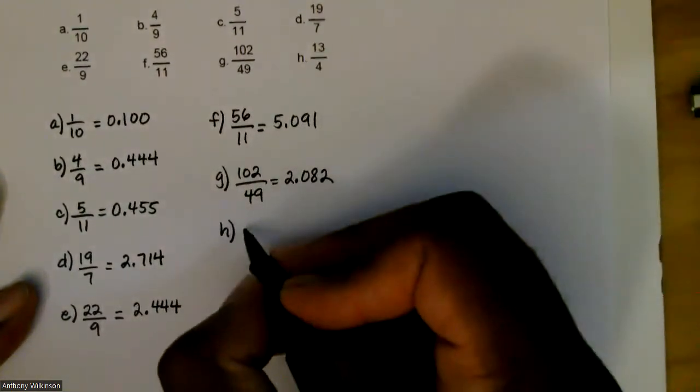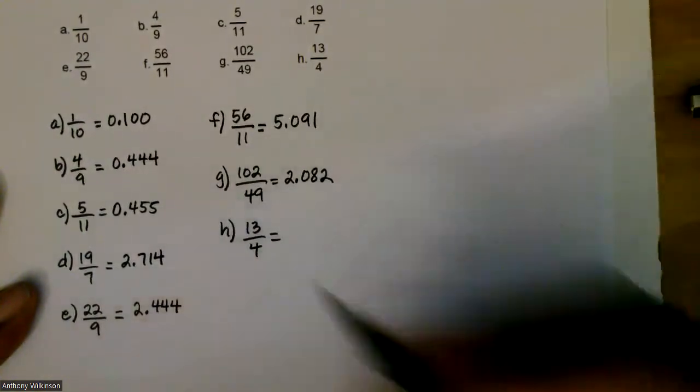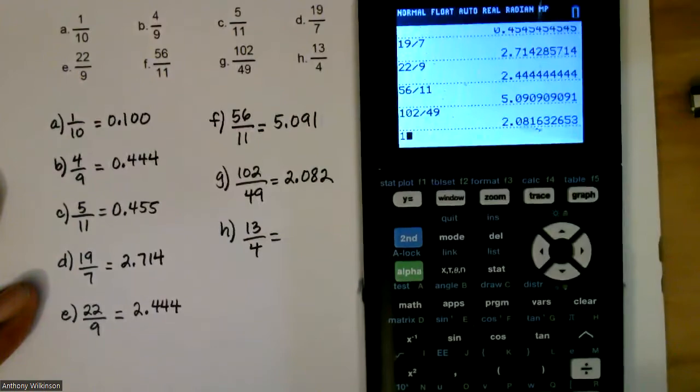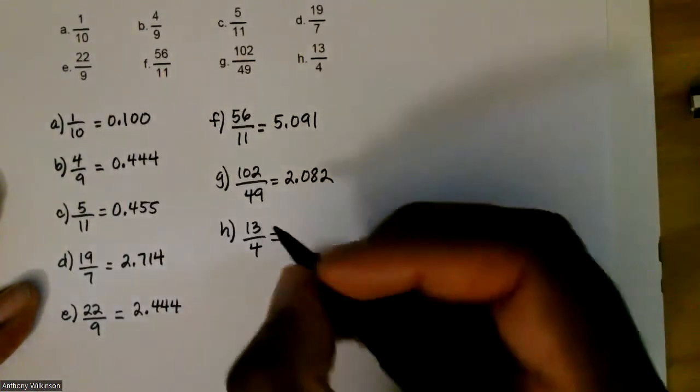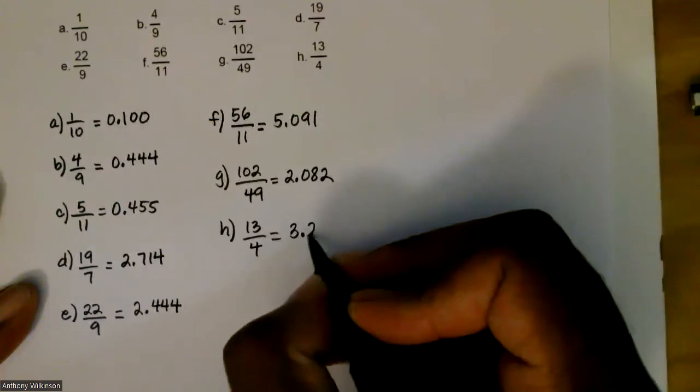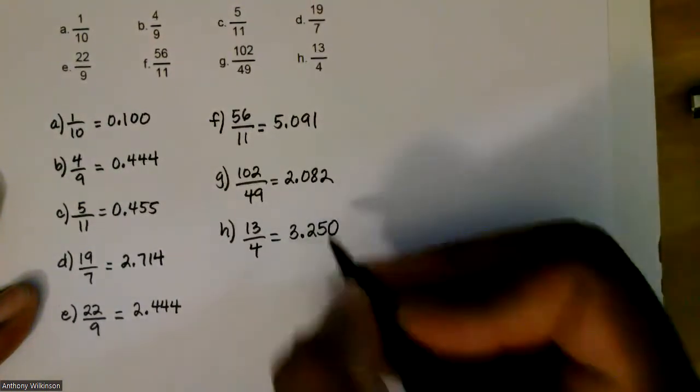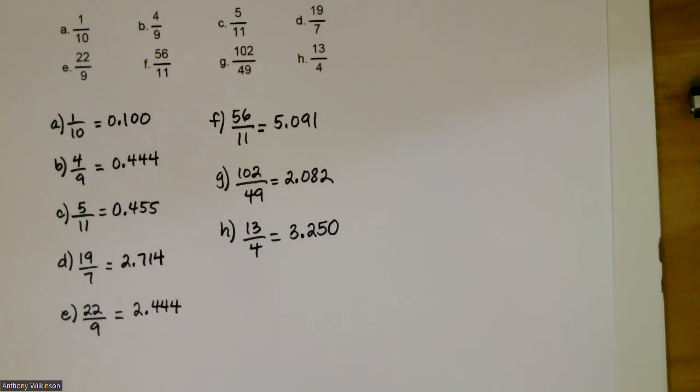And part H, 13 fourths. If I do 13 divided by 4, well, I'm going to get 3.25. But again, it has to be 3 decimal places, so it'll be 3.250. So 13 fourths would be 3.250. Okay, so that will conclude this brief review, part B for section 2A, dealing with understanding, explain, and solve.